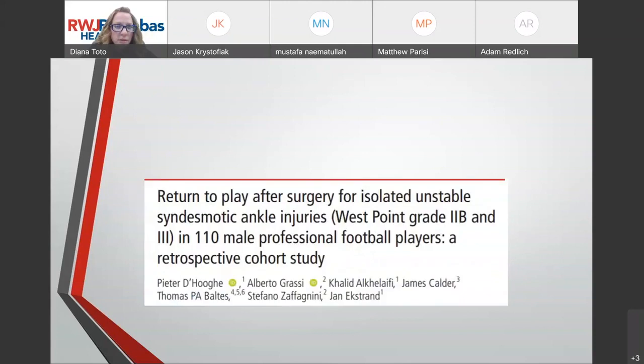Okay. So again, those were all kind of just the same findings. It looks like the suture button is better for the athletes with fewer complications and earlier return to play.